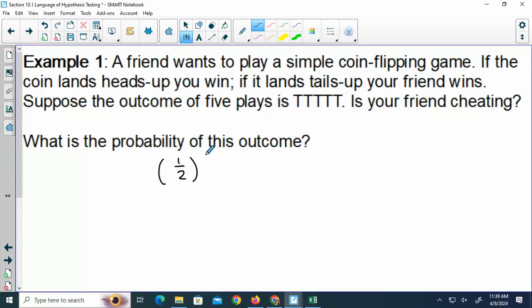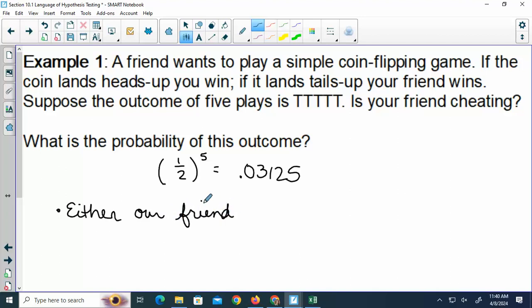5. So we remember back in chapter 5 when we did that, it's like to the 5th power, or you multiply it 5 times. And if I do that, what's the probability? Does that mean your friend's cheating? Not necessarily. Is it likely? No. So I would say either our friend is very lucky, or is cheating.